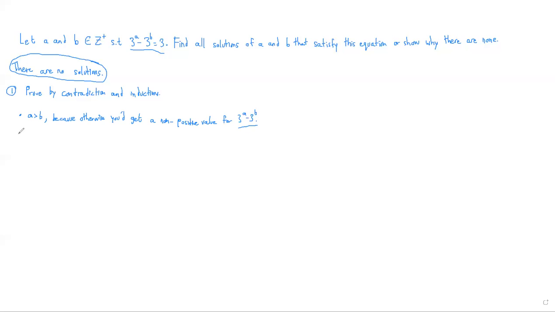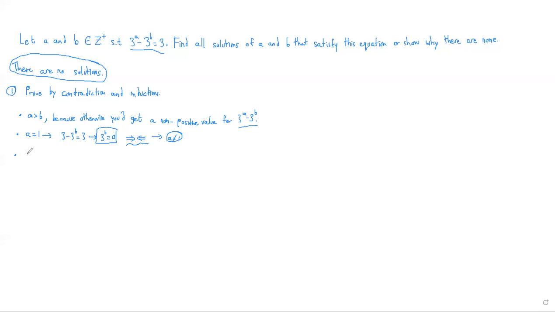Second of all, if A was equal to 1, then what you would get is 3 minus 3 to the B is 3, and 3 to the B is 0. But that's a contradiction because there's no positive value B that satisfies this equation. So you get a contradiction, which is written something like this. So A can't equal 1. There's no value B for A. So A cannot equal 1.